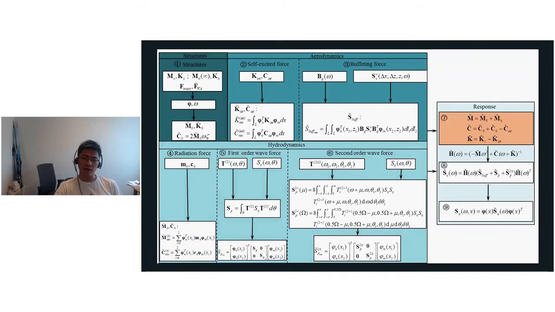And then finally, we have the matrix, the mass, damping and stiffness matrix for the coupled structural, aero and hydro system. And then we also have the wind and wave load actions. So we can calculate very easily the response in generalized coordinate, and also we can transform it to the physical coordinate. And this is the multi-mode frequency domain method.